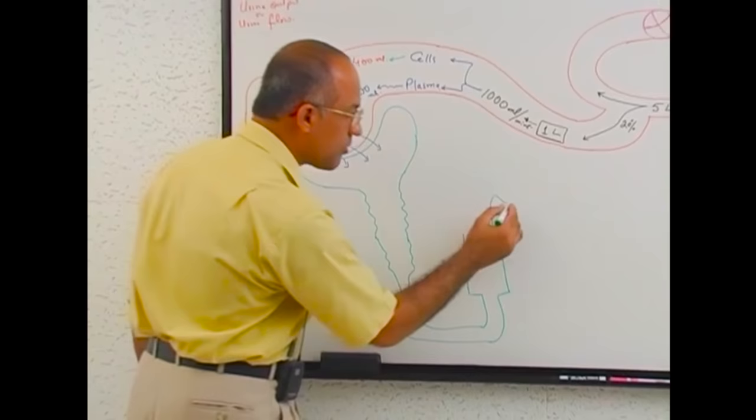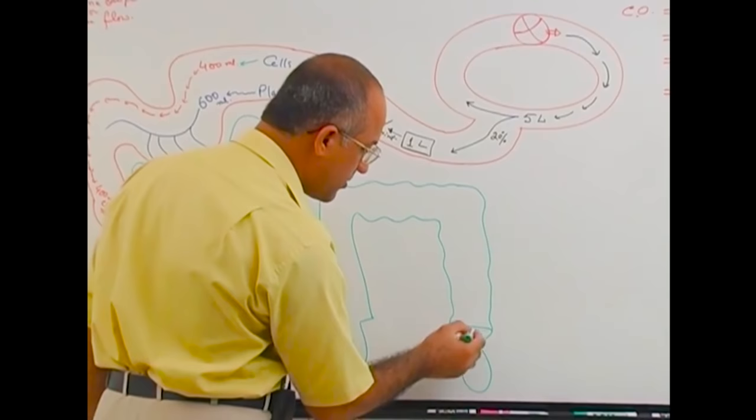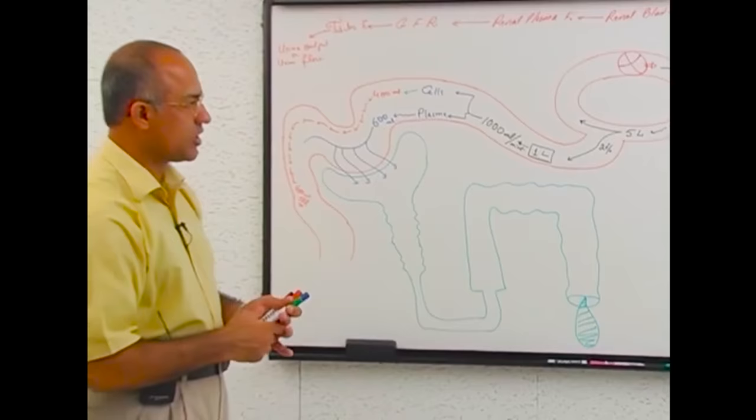And here it is distal convoluted tubule. And what is it here? Collecting system and drop of urine coming out eventually. So let's develop the connection.